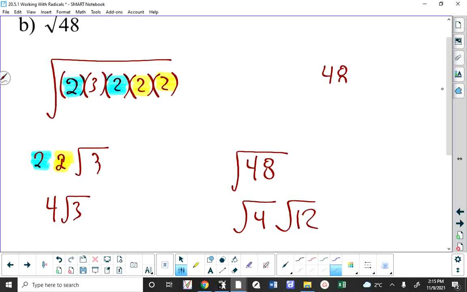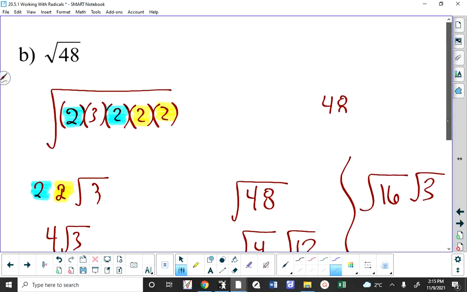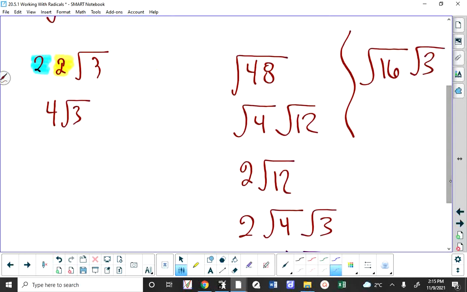And I always have the same conversation, and I may have had it with you. It's nice if you can find the biggest perfect square that goes in. Do you agree? But do you also agree sometimes if the number is quite big, finding the biggest perfect square is not an easy job? This is a tool that will always work, what we have on the left here. It's always going to work. Our answer is 4 root 3.